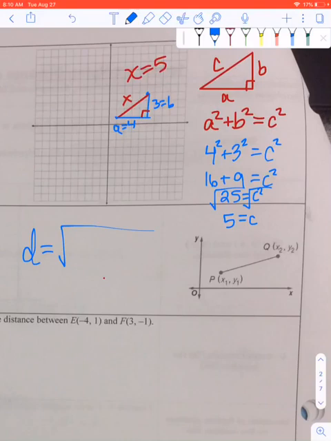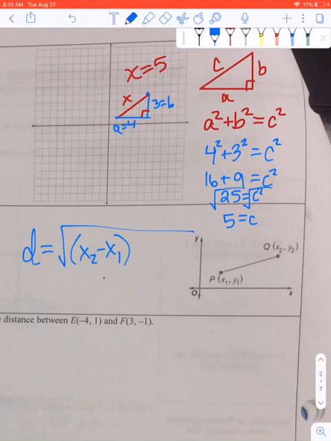So in the formula for distance, I have d equals, for distance, the square root of x2 minus x1. So basically the difference between the 2 x values, which is that horizontal distance that we got on the first one. We got a is 4, that was the horizontal distance.